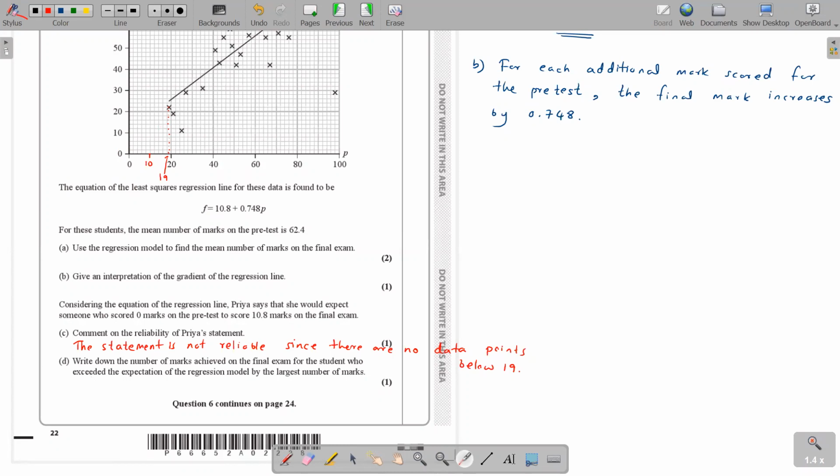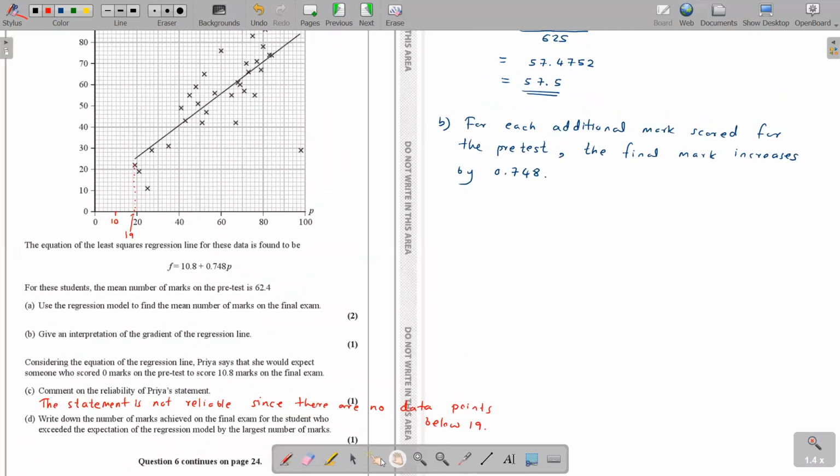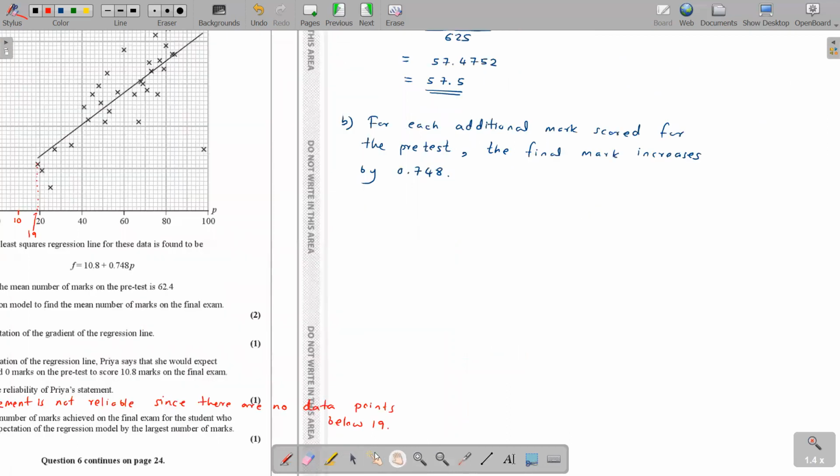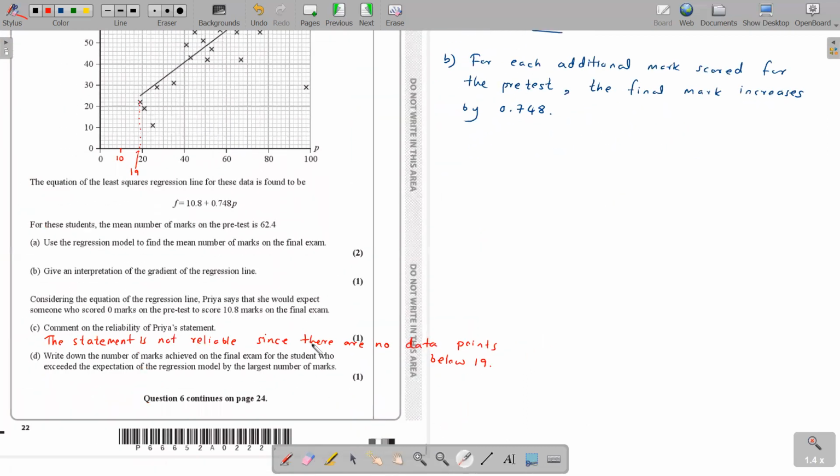Next one, write down the number of marks achieved on the final exam for the student who exceeded the expectation of the regression model by the largest number of marks. Okay, think about this one. You need to look at the regression line also, right?